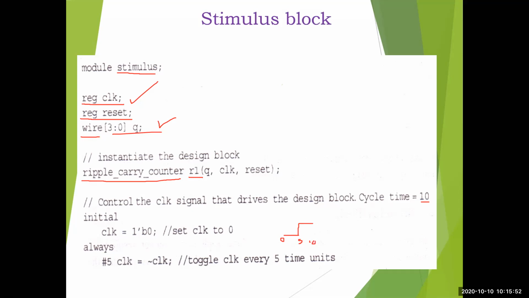Every 5 time units, always, it is going to be not of clock. That means if it is 1, it will become 0. Next, after 5 again, if it is 0, it will become 1. Like that it will generate the clock signal for you, continuously. This is the way of generating a clock signal: toggle clock every 5 time units. Similarly, we will now change the reset values. Continue this program, as it is not completed.